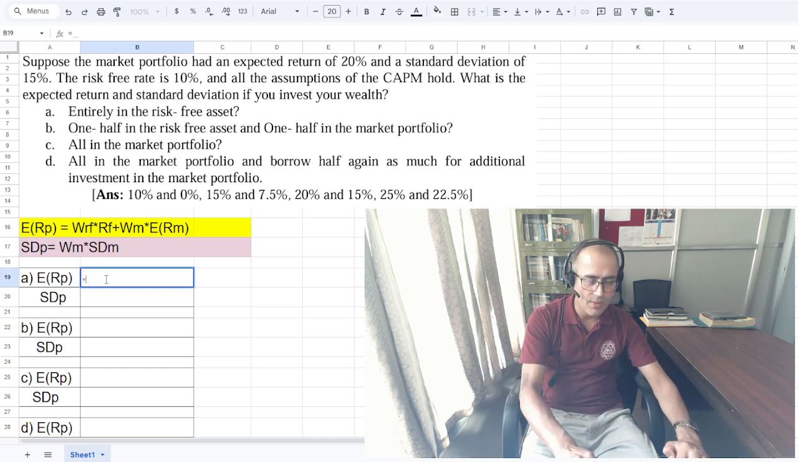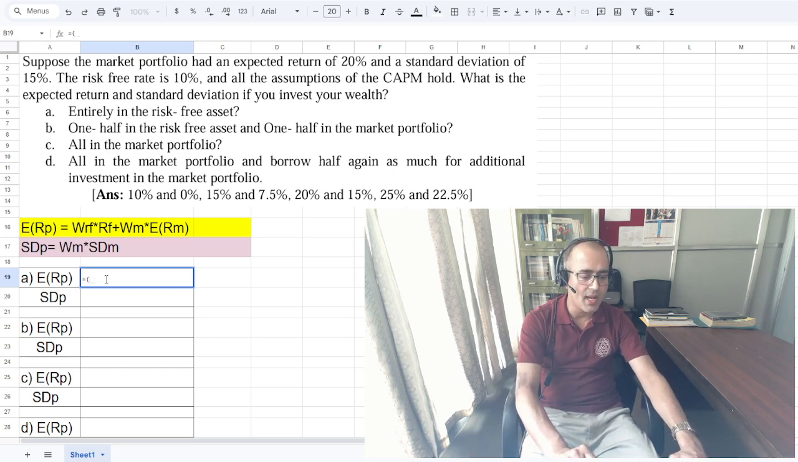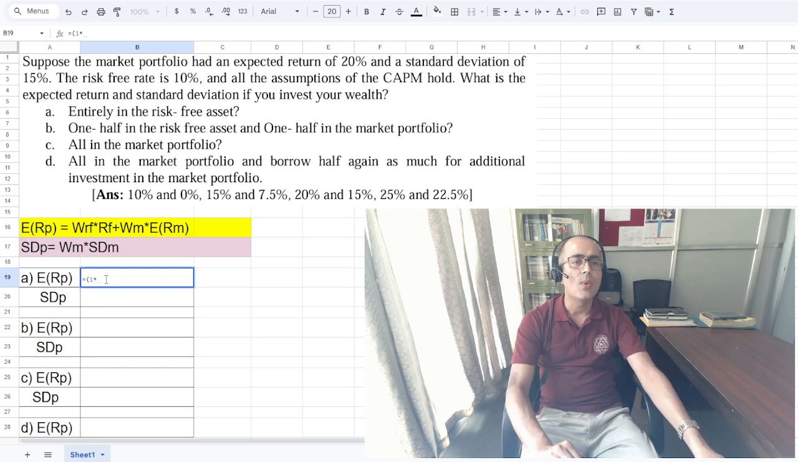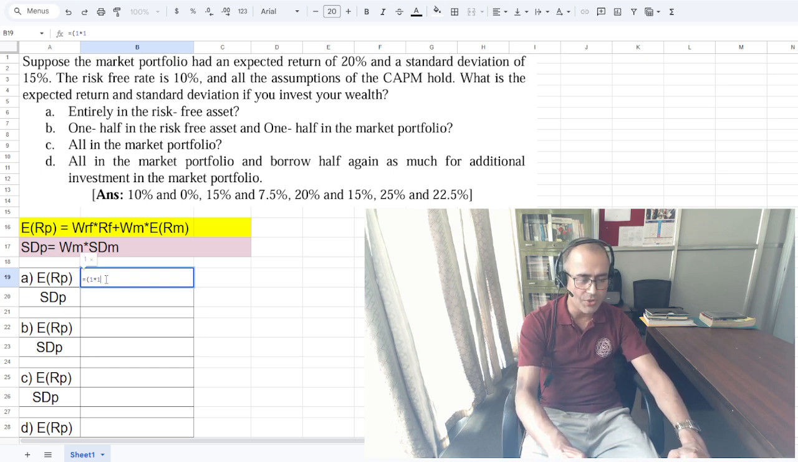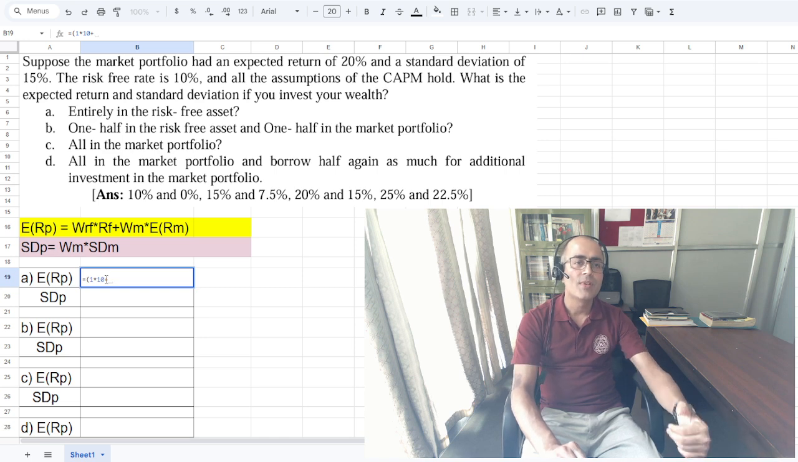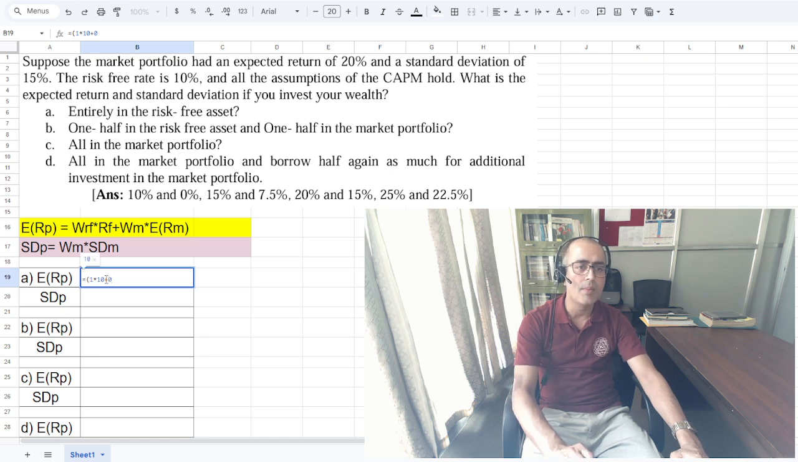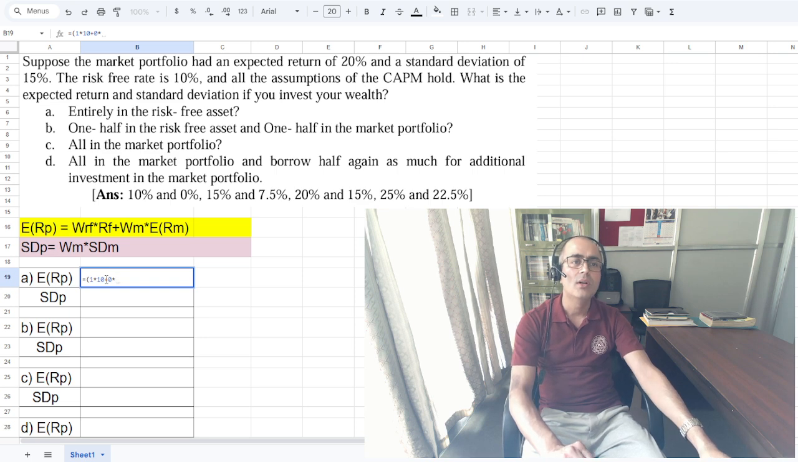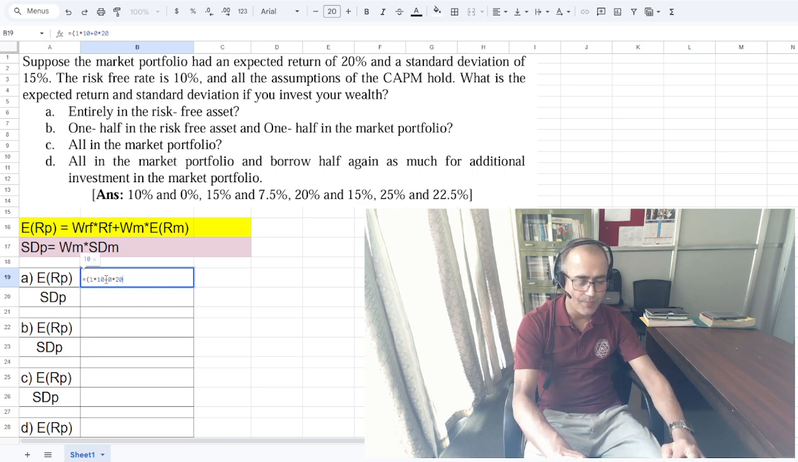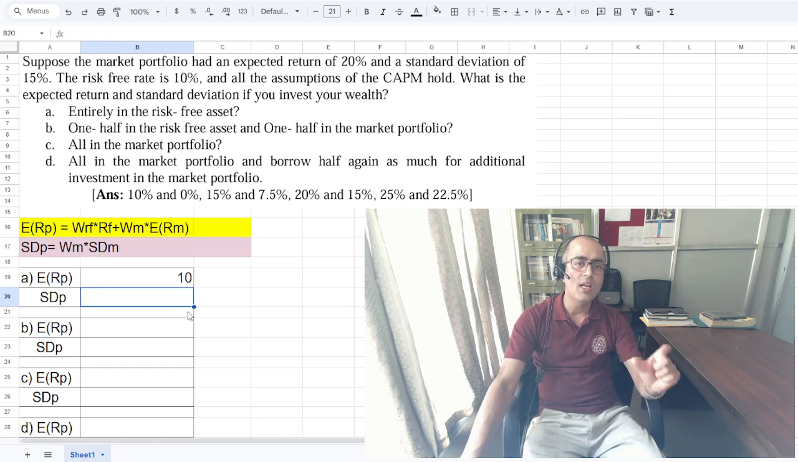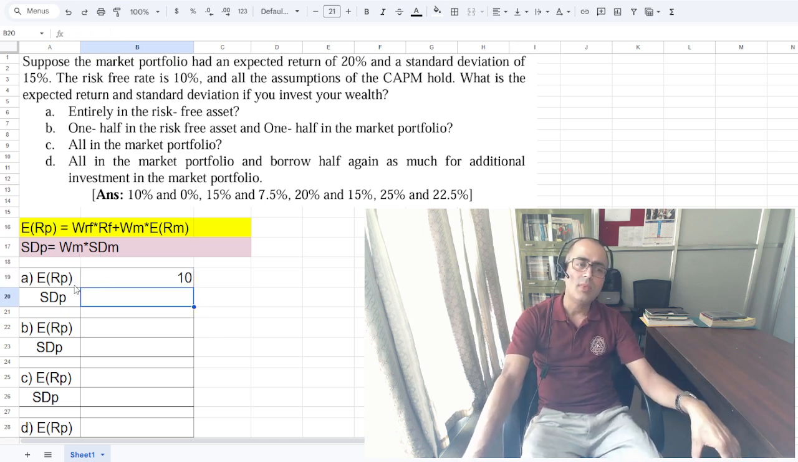If you have invested entirely in the risk-free assets, the weight of investment would be 100%, or you can say 1. And what is our risk-free rate? That is 10%. Since you have invested entirely in the risk-free asset, 0 would be the proportion of investment in the risky asset, and what is our market return? That is 20%. So you would have a 10% expected return here.